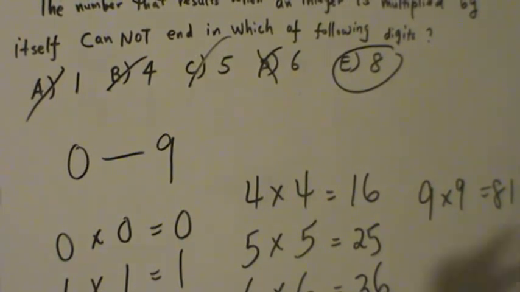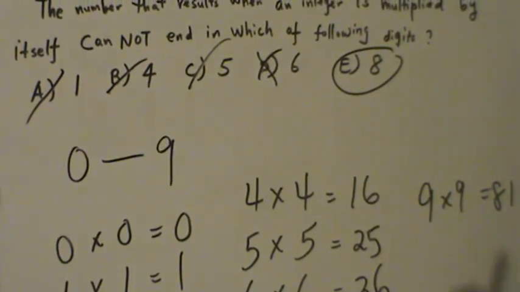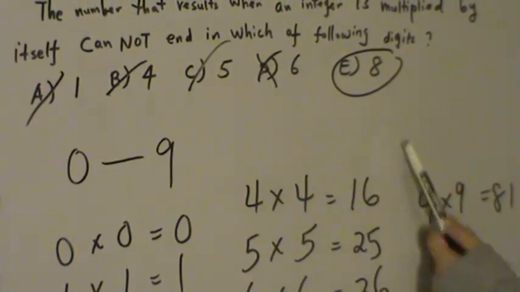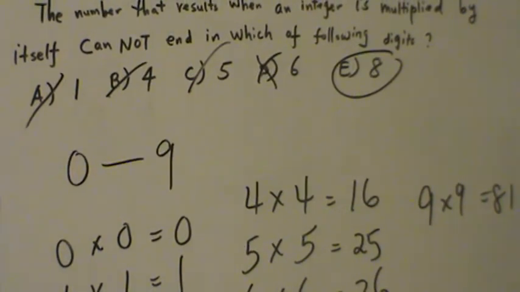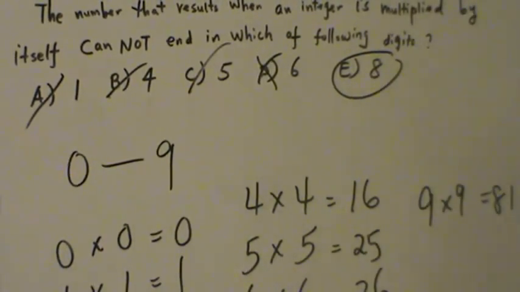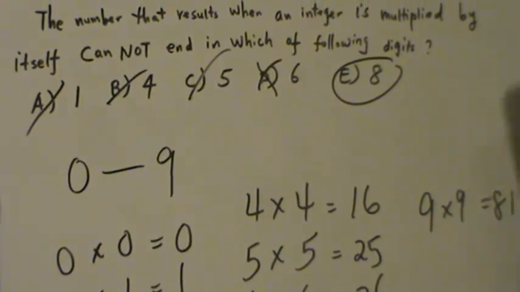And so none of these options have shown 8 as the last digit. So we've basically proven that 8 is the only digit that is not possible when you multiply an integer by itself.